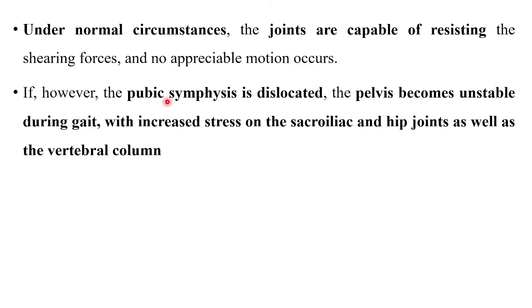If, however, the pubic symphysis is dislocated, the pelvis becomes unstable during gait with an increased stress on the sacroiliac and hip joints as well as the vertebral column. So if there is a dislocation in the pubic symphysis joint, the pelvic region will become unstable during walking, and in order to compensate, there will be an increased stress over the other joints such as your sacroiliac, hip joints as well as your intervertebral joints. So by this we are concluding the kinetics and kinematics of the sacrum bone.